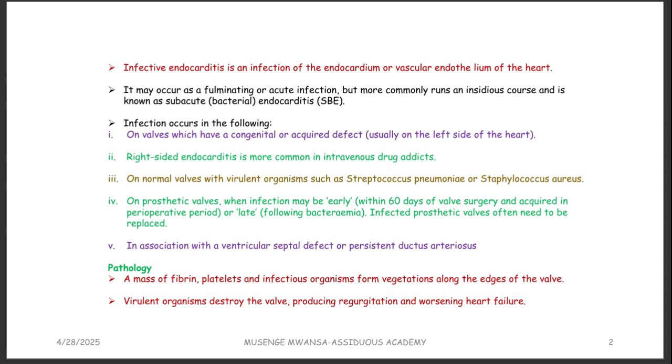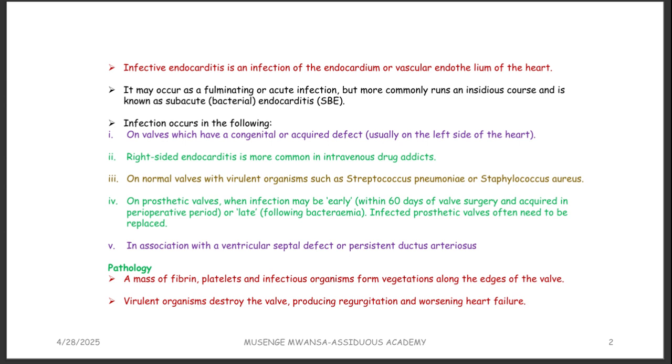And really, how the pathology happens is that there is a mass of fibrin on the valve. You are more or less forming a clot. Fibrin is being laid down, platelets are going there, along with the infectious organism. We call that a vegetation. These masses or clots on a valve are called vegetations. So you'll be able to see those.